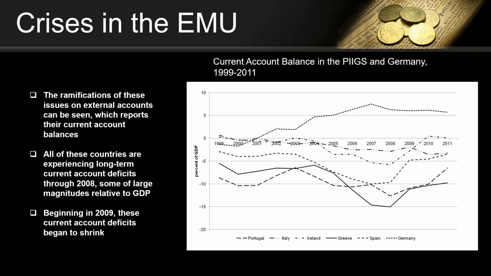The ramifications of this issue on external accounts can be seen in the graph on the right-hand side, which reports their current account balances from 1999 to 2011. As we can see, all of these countries are experiencing long-term current account deficits through 2008, some of large magnitude relative to GDP. At the beginning of 2009, this current account deficit began to shrink.